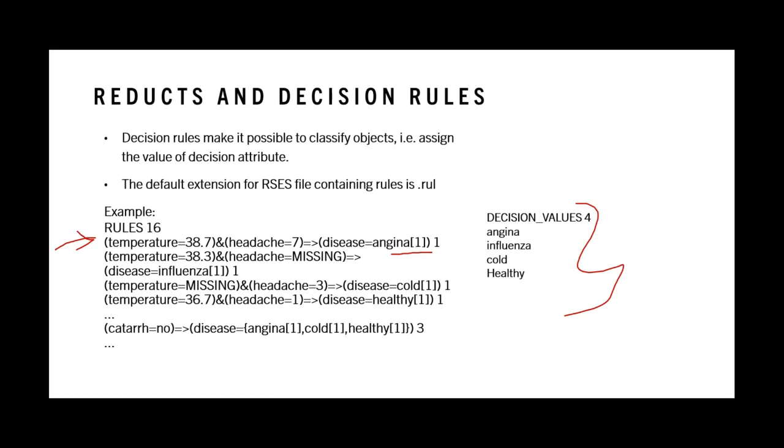By support, we understand the objects in the training data that match the conditional part of the rule. In the last example, it says that whenever the CATRA is no, the disease that is identified is angina, cold, or healthy, and the total support is determined as 3.